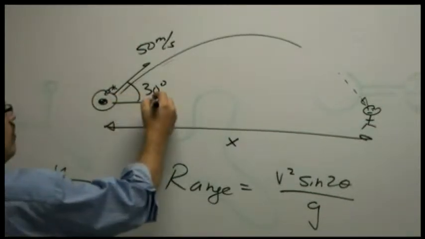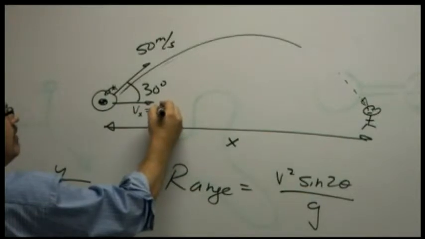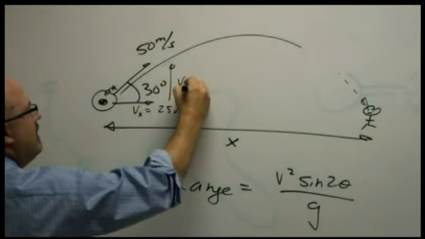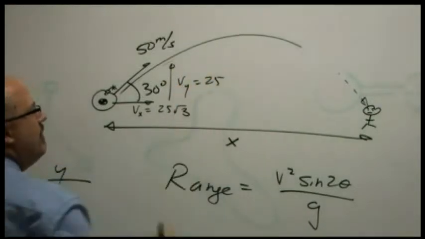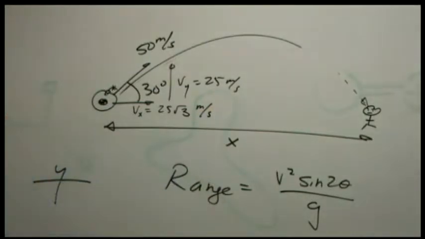You split this into components, right? And so the initial x velocity is going to be 25 times the square root of 3, and the initial y velocity is going to be 25 meters per second. Okay, now the key thing is, that's a special triangle, 30, 60, 90.